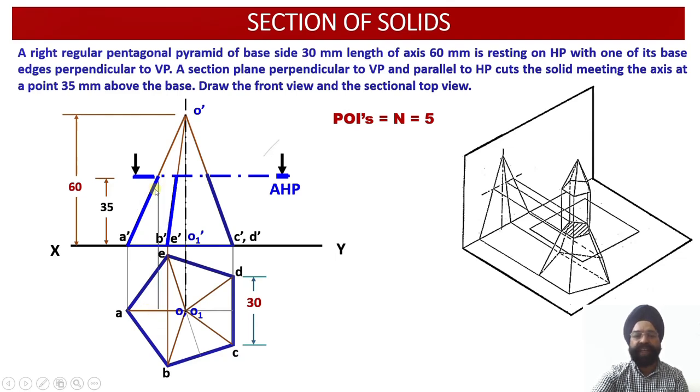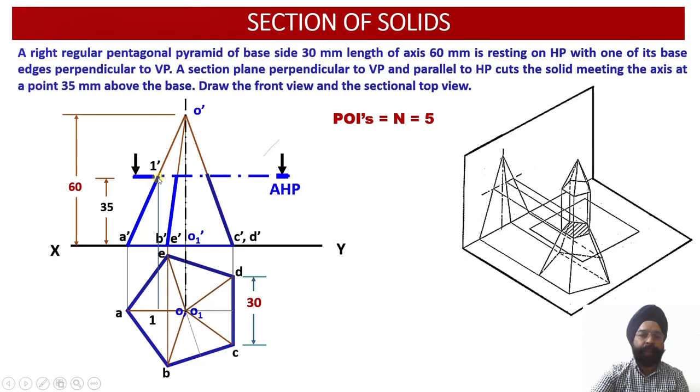So point number 1, you see, this is the first point of intersection. The first point of intersection is lying on O dash A dash. So I am going to number this point as point 1. Please see, this 1 dash lies on O dash A dash. Now I am going to bring this point down. Where should I locate it? On the plan line of O1. Just see, this is my plan projection of the slant edge O1.